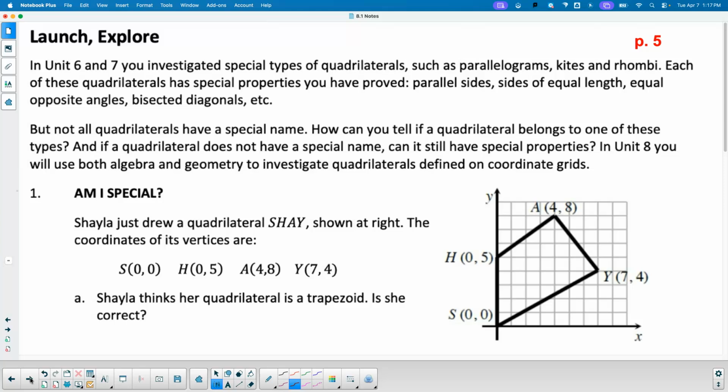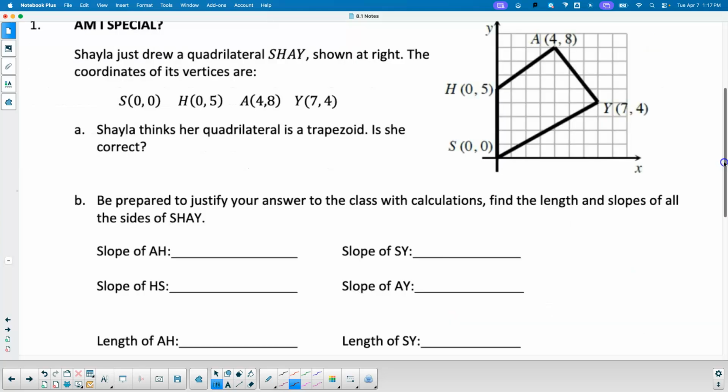What do you think you should have out? Your yellow toolkit. But not all quadrilaterals have a special name. How can we tell if a quadrilateral belongs to one of these types? If a quadrilateral does not have a special name, can it still have special properties? In Unit 8, we'll use both algebra and geometry to investigate quadrilaterals defined on coordinate grids. Am I special? I don't know. Are we special? I hope so.